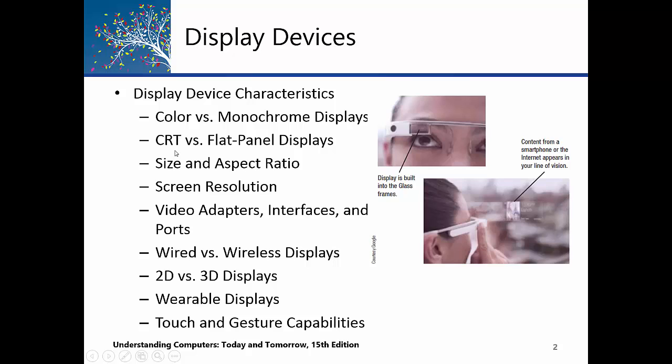CRT displays are the old school, real big, clunky, chunky kind of monitors that you used to use when you were a little kid in computer lab or something like that. Flat panel displays are what everybody's using now, and the book goes into a lot of detail about flat panel displays, like the different types of those, and the characteristics of each one of those different types.